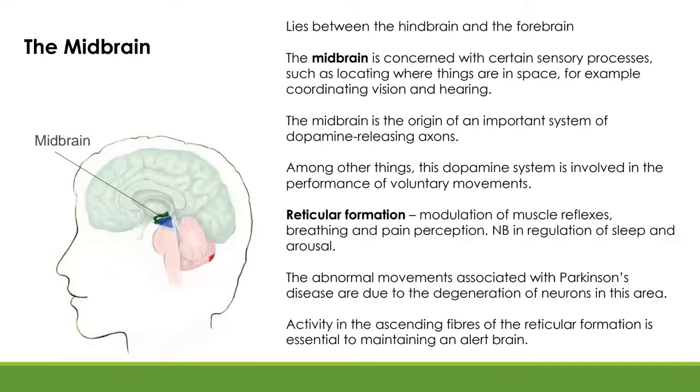If we look at Parkinson's disease, where people start to lose control of some of their motor functions, they start to shake, basically that disease is due to a degeneration of neurons in this area. So those sensory processes, locating and coordinating where things are in space, coordinating vision and hearing. Basically, Parkinson's disease is the degeneration of neurons in that area. And activity in the ascending fibers of the reticular formation is essential to maintaining an alert brain. So those are the pieces of the midbrain that we need to pay attention to.